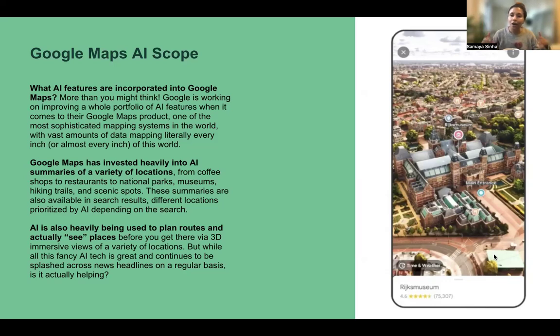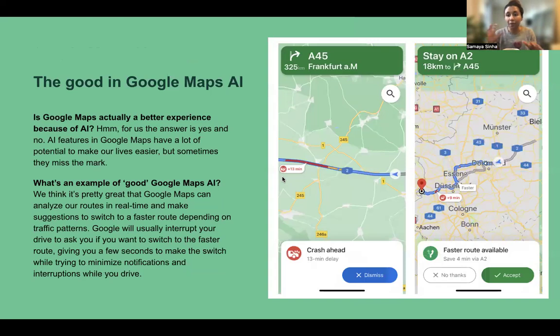And while all this fancy tech is great and continues to be splashed in news headlines on a regular basis, we have to ask the question, is it helping? Is this AI actually helpful to humans? The answer to me is yes and no. There are some elements that Google Maps is doing really well with their AI features, and some that could really be improved. So I would say that the AI features that Google Maps currently has have the potential to make a lot of our lives easier, but sometimes it misses the mark.